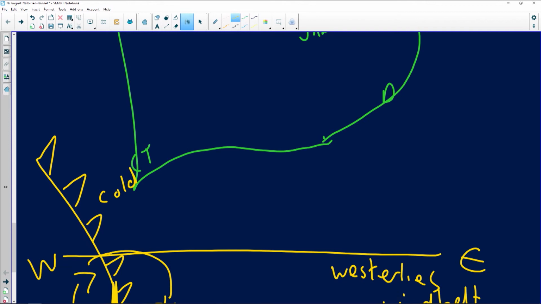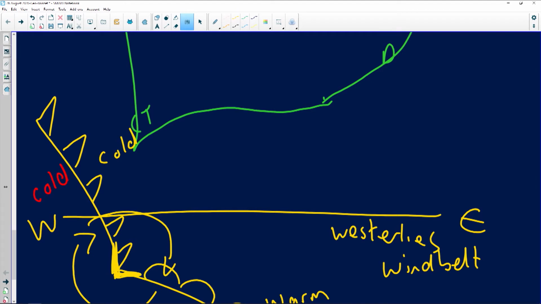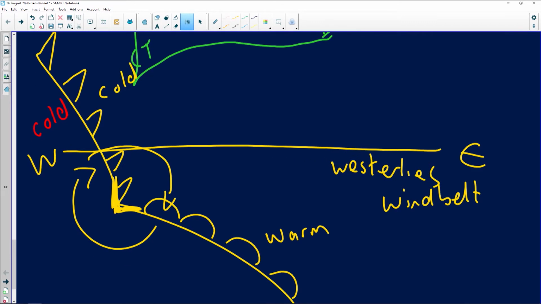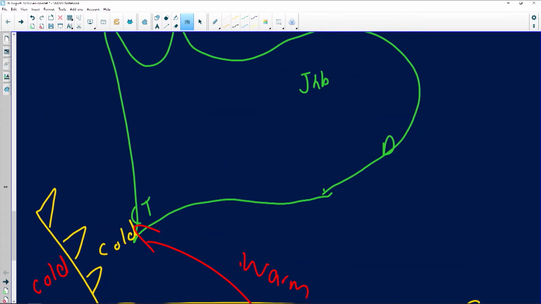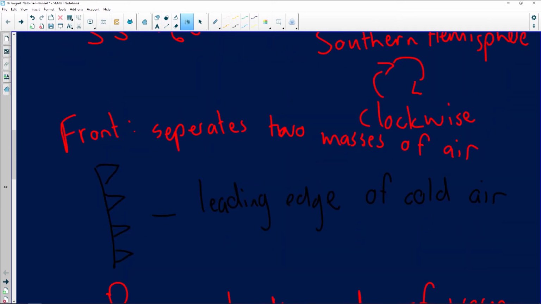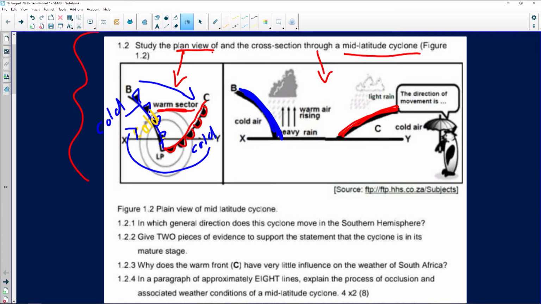Now remember, from my plan view, unfortunately I can't use blue. The air behind the cold front is cold. This whole sector, this is the warm front, the leading edge of warm air. This whole sector over here is warm. And once again, this sector over here is cold, the air in front of the warm front as well. Now, as you can see, this is the whole system. It moves from west to east.